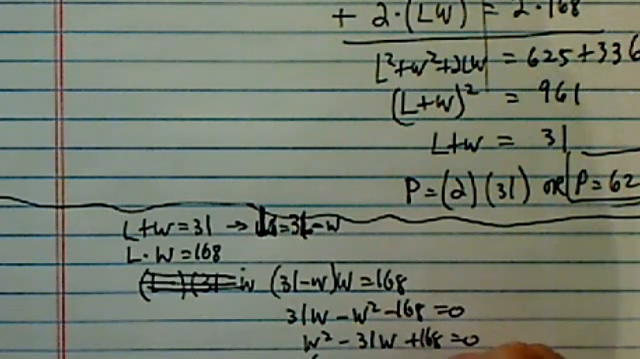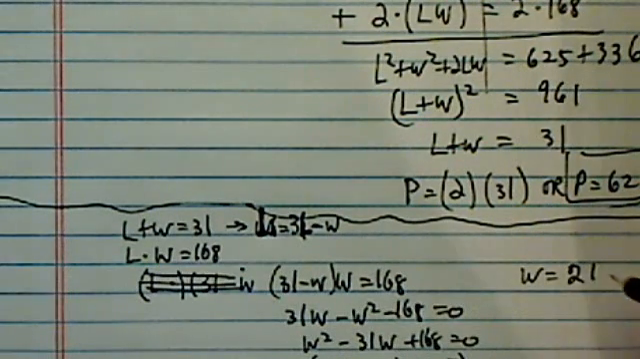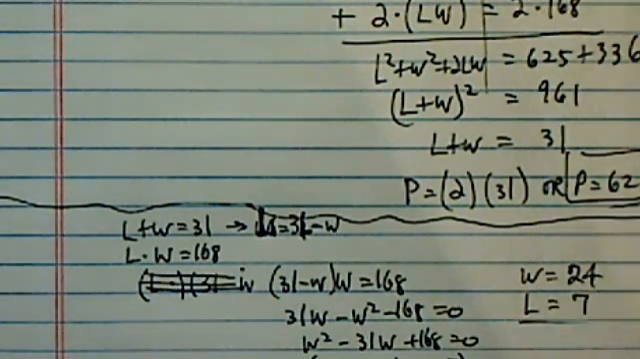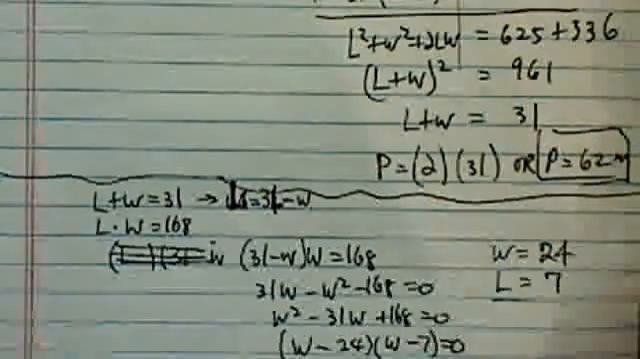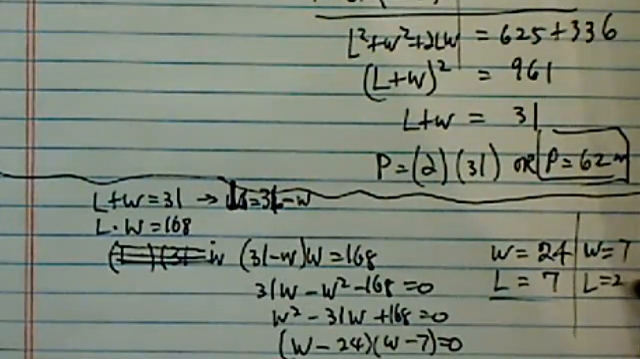So W is either 24 or 7. If W equal to 24, then L is equal to 7, because when you add them together, it has to be 31. Or when W equal to 7, then L is 24. So the perimeter doesn't change anyway.